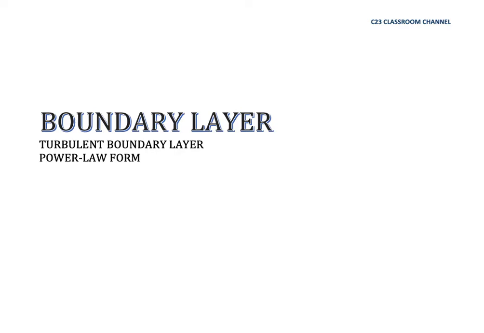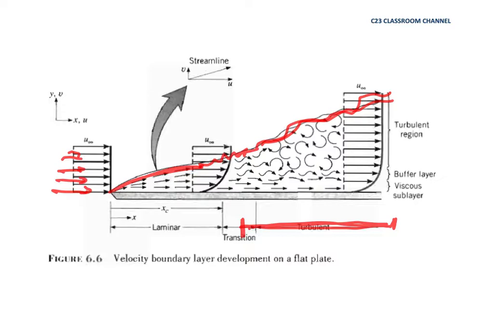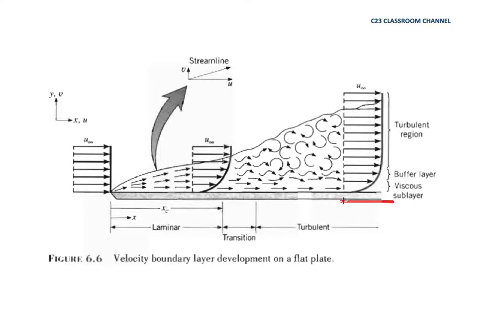In this lecture, we will discuss the turbulent boundary layer. In turbulent boundary layer, I think you already know the phenomenon of the boundary layer. For example, we have a flat plate like this. When the free stream velocity comes in, at first the laminar boundary layer will occur, and then the transition comes in, and then finally the chaotic type of boundary layer, which is called the turbulent boundary layer, will occur.